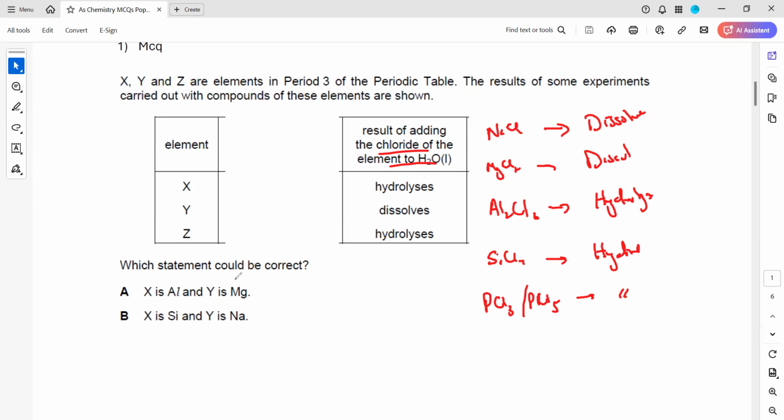So when we check PCl5 and PCl3, both cause hydrolysis. The PCl5, when it dissolves in water, will form a phosphoric acid and a hydrochloric acid.